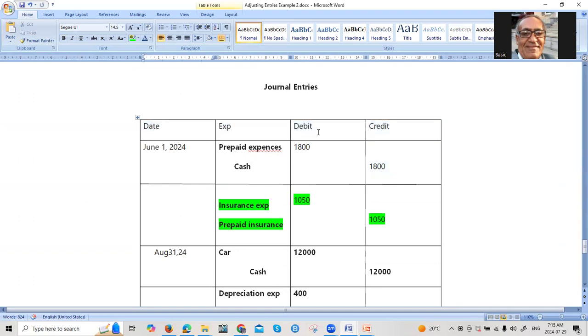You make a table of 4 columns. In the first column, you write the date. This is the explanation, which includes the parties of the debit and the parties of the credit. Then the amount debited, and here the amount credited. So here, the first thing is the prepaid expenses into cash, because I bought the insurance in cash for $1,800. So I will say from prepaid expenses into cash with the amount $1,800. Okay, cool. That's fine.